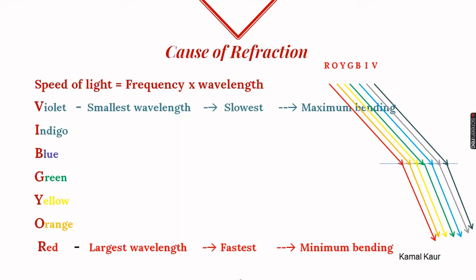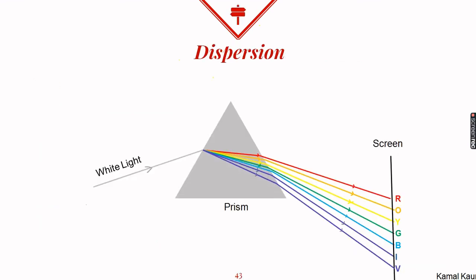Now the cause of minimum bending in case of red color is because it has the largest wavelength and it moves the fastest. So this we will get from this relationship. Wavelength and speed are directly proportional. Larger wavelength means fast, lesser wavelength means slow. So red color has large wavelength, it is fast, so that is why minimum bending. Violet color has the smallest wavelength, so it moves the slowest. As a result, it will have maximum bending. So this shows why violet color bends the most and why red color bends the minimum.